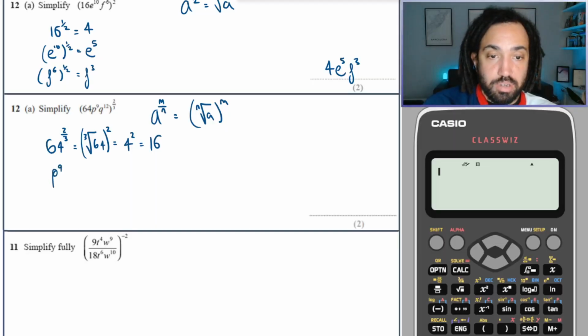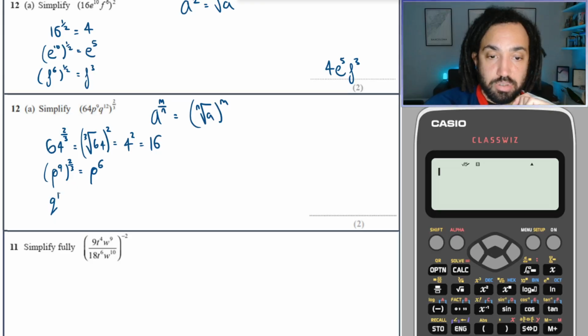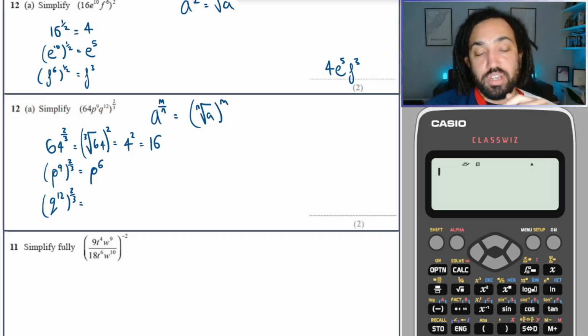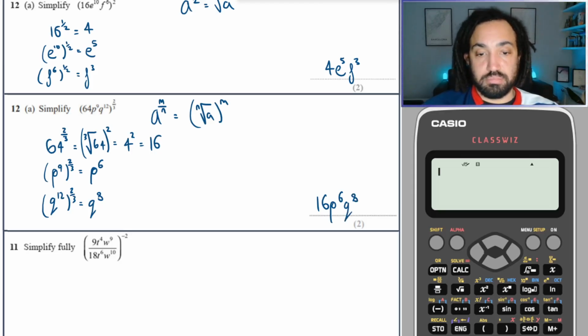Okay, now with the algebraic terms, we just need to multiply the powers again. So 2/3 times 9 is 6. And for q, we're going to have q to the power 12. That needs to be raised to 2/3. And 2/3 of 12 is 8. So we get 16 p to the 6 q to the 8. Perfect.